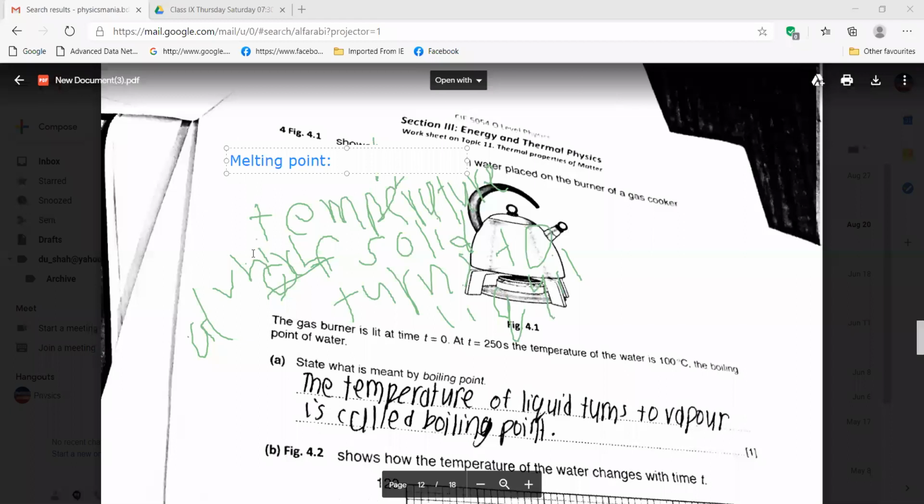So this one is showing you the graph. Which one is a curved line? And again, the kettle contains 1.5 kg of water, which has a specific heat capacity, right? I can't see the value here, it's not clear. Using figure 4.2, determine the increase in internal energy of the water between t equals 0 and t equals 250 seconds.